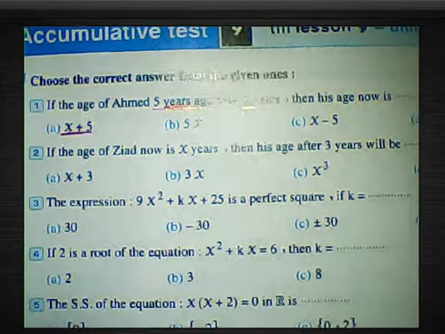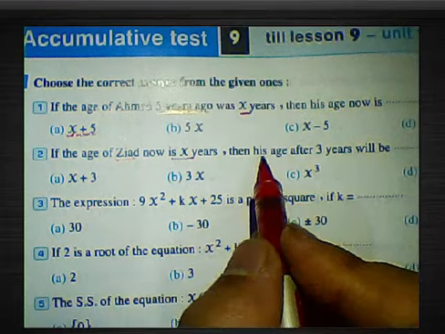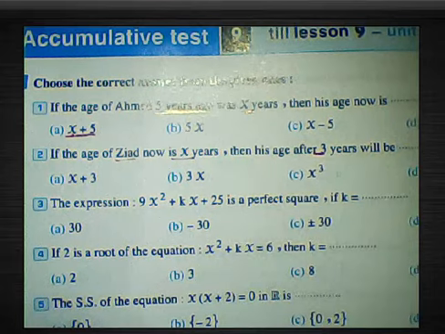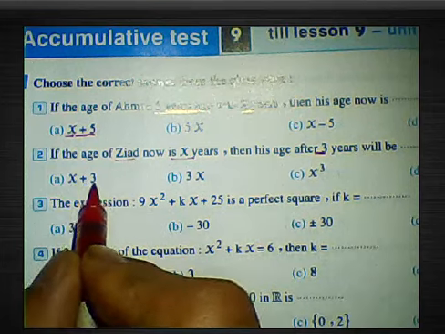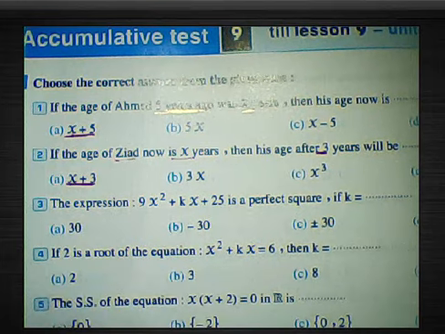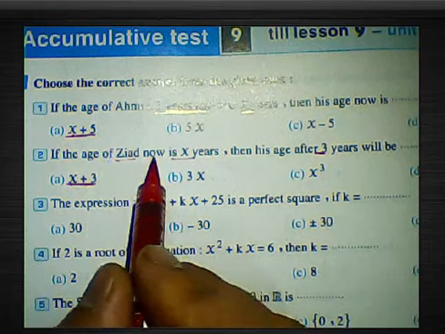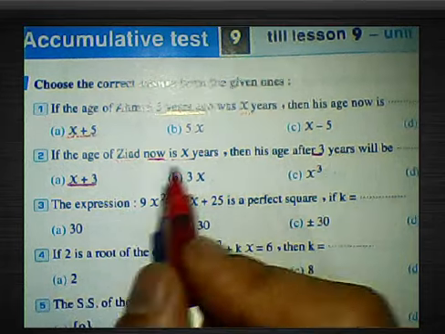Question number 2. If the age of Ziyad now is X years, then his age after 3 years will be what? He asked about after 3 years. It will be X plus 3, because if the age of Ziyad now is X years, after 3 years it will be X plus 3.